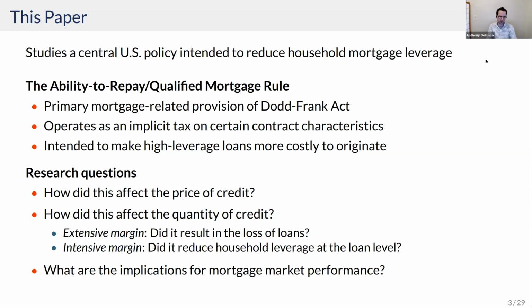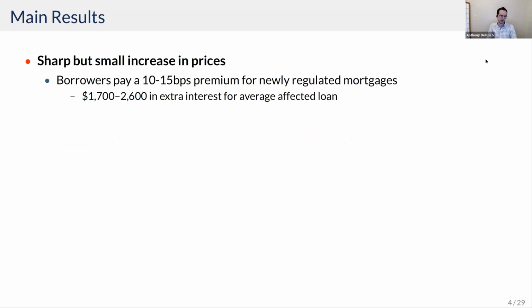So we'll look at that on two dimensions: how many mortgages are being originated, as well as, of the mortgages that are being originated, whether you actually see these reductions in household leverage at the loan level. And then finally, at the end, we'll have something to say about the implications of a regulation like this for mortgage market performance, meaning default rates on mortgages. So let me give you just a high-level overview of the findings and then talk about how we get there.